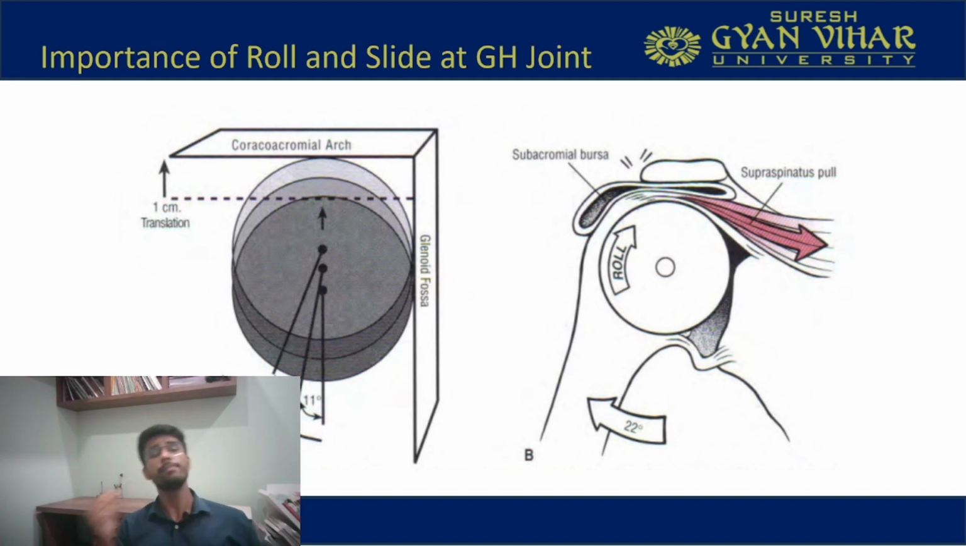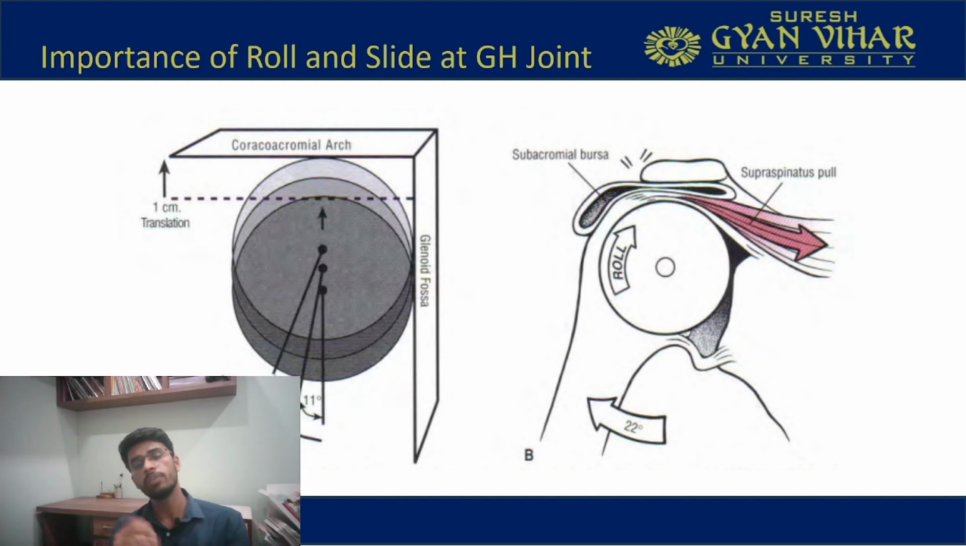There is importance in this. We are discussing the functioning of the glenohumeral joint, how it is happening. We have seen till now that rolling and sliding occur together. Whenever rolling is there, sliding is also there. They are not occurring separately. Rolling is occurring, and sliding is also occurring at the same time.